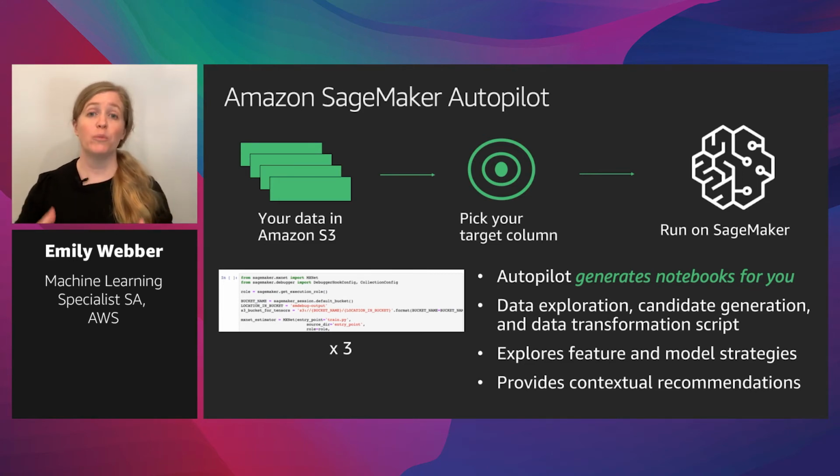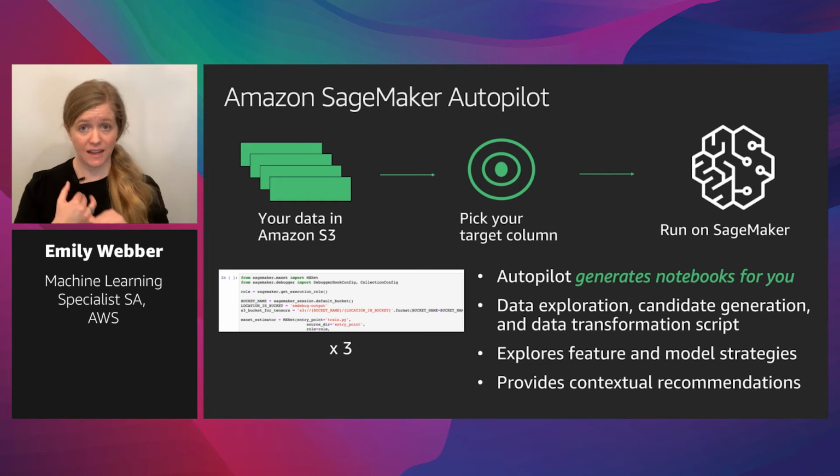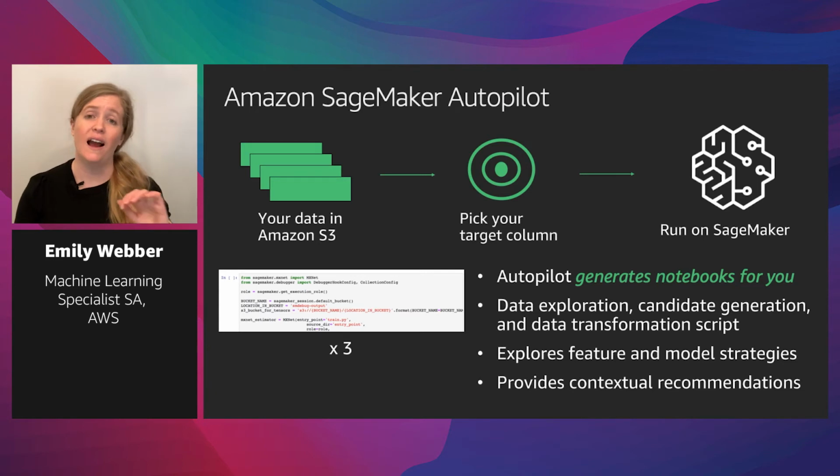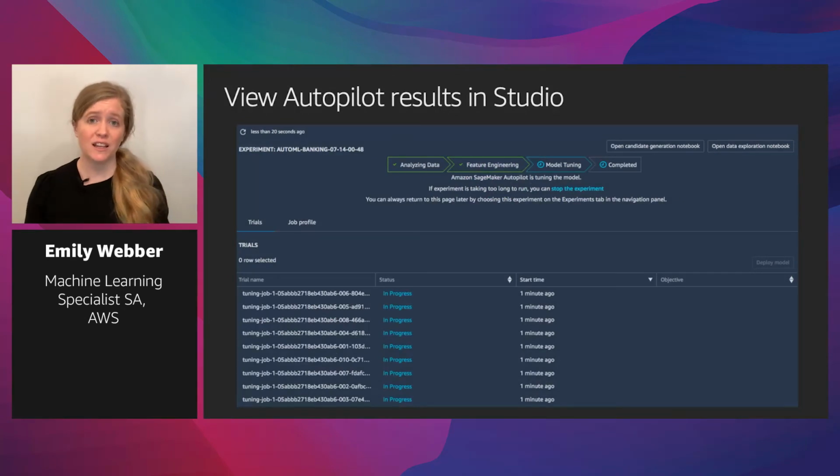Autopilot is generating notebooks for us. So we're going to get a data exploration notebook, a data transformation script rather, and then candidate generations. And so we'll see unique feature engineering strategies associated with unique model tuning strategies. And all of these will run automatically for us, or we can just get the candidates and then run those through ourselves. Autopilot comes with a really nice visual. So you'll see this dashboard that shows you which stage in the process your job is at that point in time, lets you easily access your notebooks, and then view your artifacts and your resources.